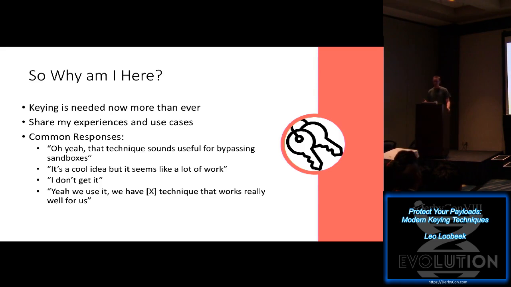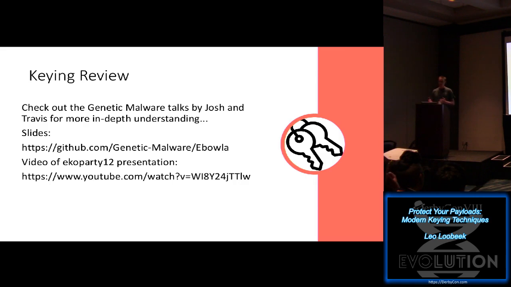Just from talking with people about using keying, I feel like a lot of the common responses are that they only understand that it gets around sandboxes, and might not understand other use cases. It's a cool idea, but it seems like a lot of work. They don't get it. Or they're using it a lot, and they're just not really talking about it publicly. So I just want to bring it back out here. I'm going to hit keying at a more high level. If you want a more in-depth understanding of how keying works at the payload and code level, definitely take a look at the slides from Josh and Travis on the Ebowla project. They have their slides, and then there's the YouTube video as well.